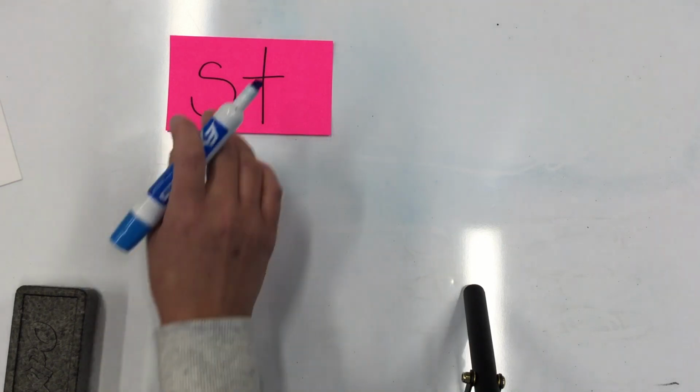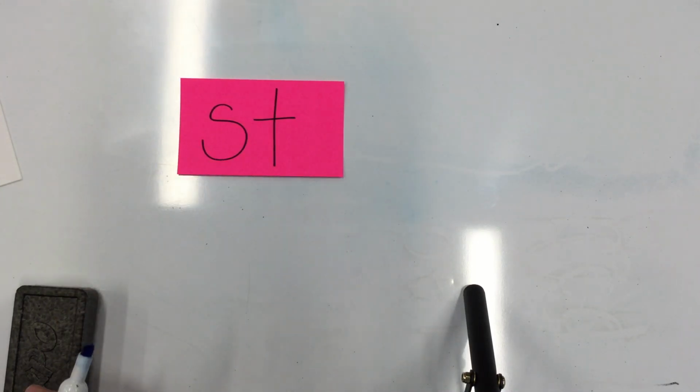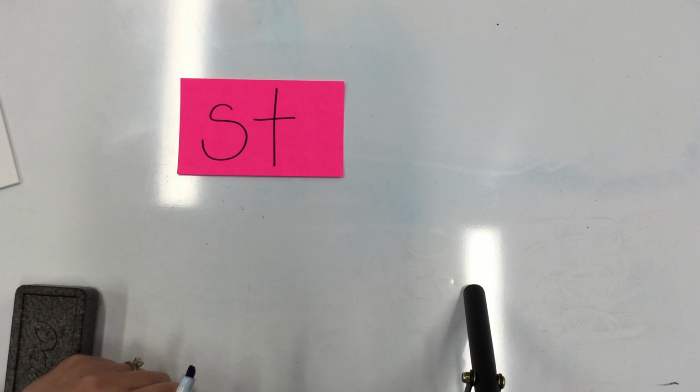Okay, so now what we're going to do, you should have ST written on a card. Now we're going to talk about one more final consonant blend. Okay, so I'm going to read you 3 more words and I want you to listen to the ending of them, all right? Lump, bump, dump. One more time. Lump, bump, dump. What do you hear at the end of each of those words? I hear mp, mp.